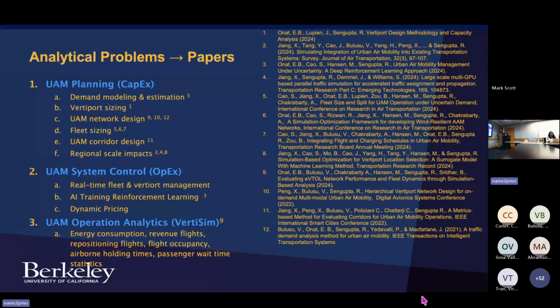These papers are all on the AirLab website, air.berkeley.edu. I think Vishnu came up with the URL. We're particularly proud of it. What could be better? Aviation Innovation Research Lab. Next slide.